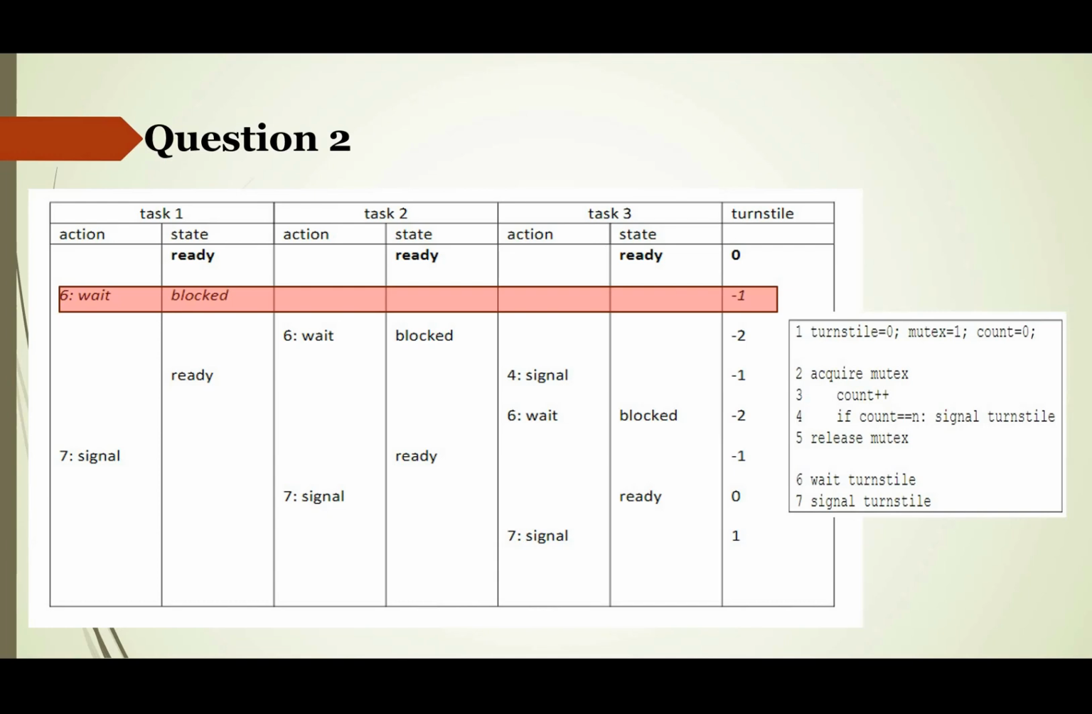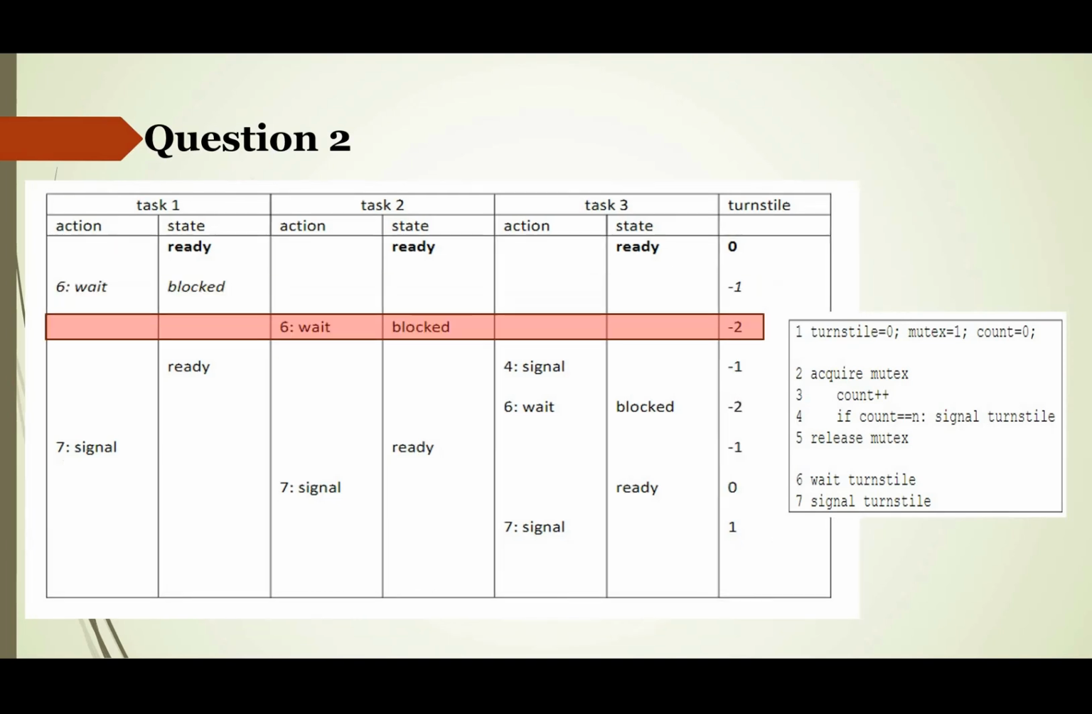Then the mutex will be released. Then it goes to the wait turnstile. What the wait turnstile does is decrement the turnstile by 1, right? So the turnstile value would be -1 in this case, and the state would be blocked.